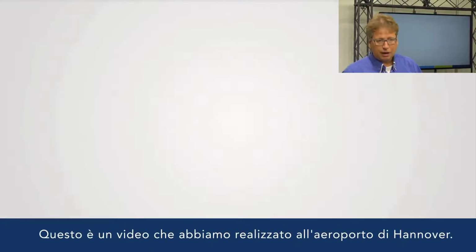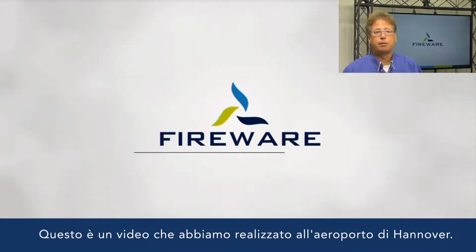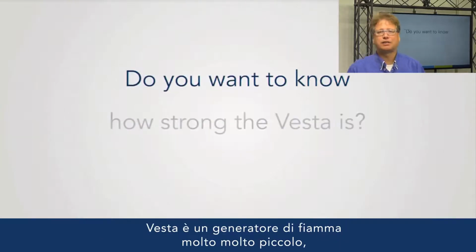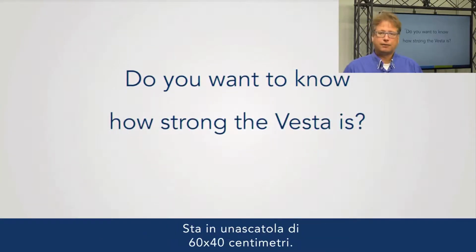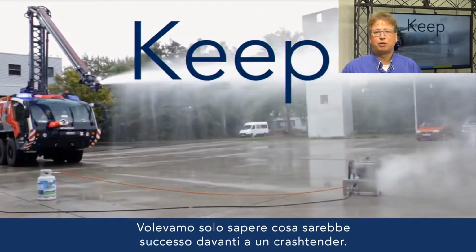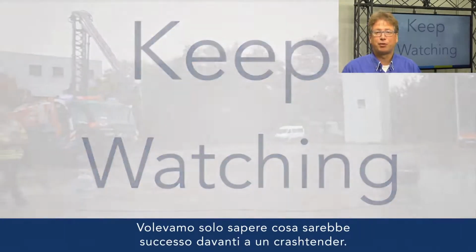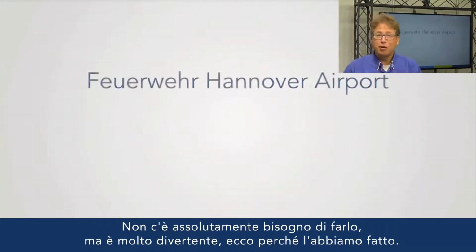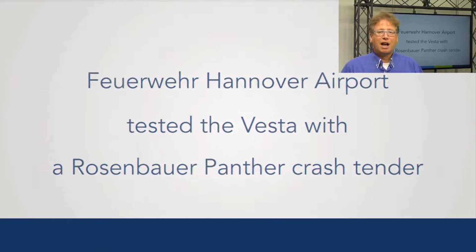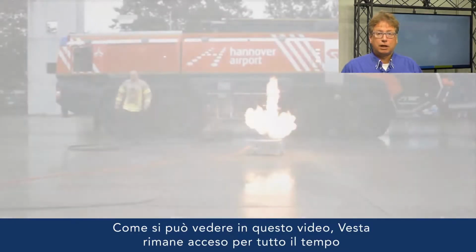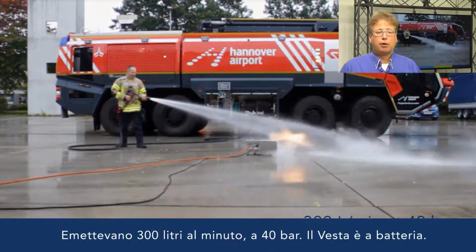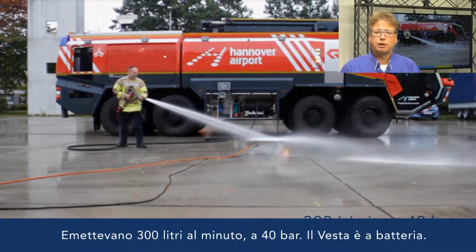And this is a movie that we made at Hanover Airport. The Vesta is a really, really small fire simulator. It fits in a box of 60 by 40 centimeters. We just wanted to know what would happen if we put it in front of a crash tender. There is completely no need for doing this, but it's so much fun, that's why we did it, and that's why we made this movie. And it holds for the whole time. As you can see in this movie, we do 300 liters a minute at 40 bars.